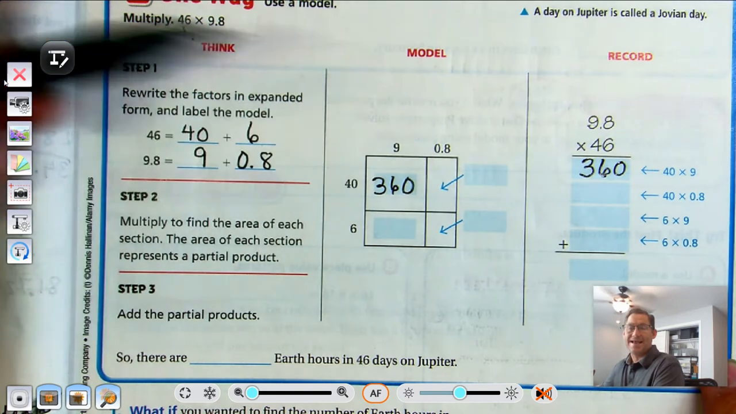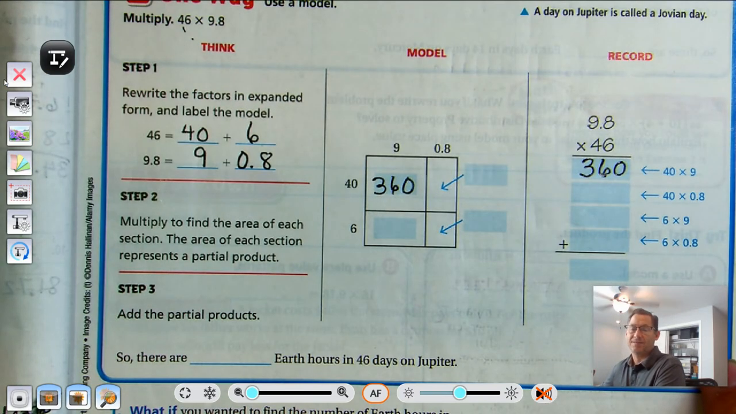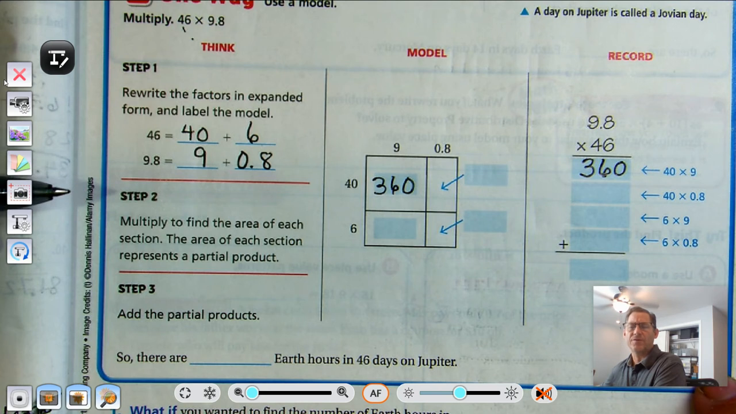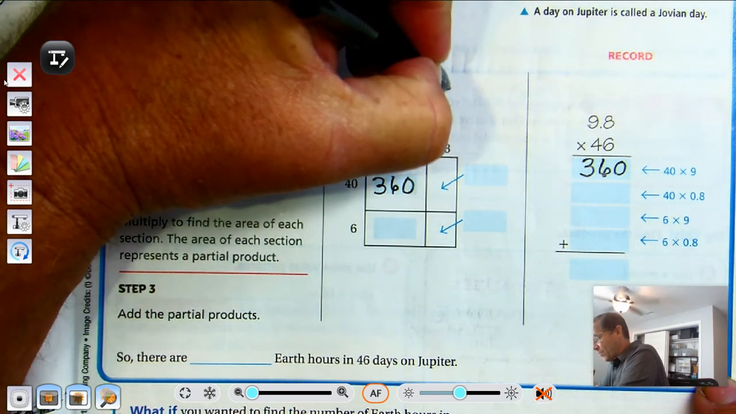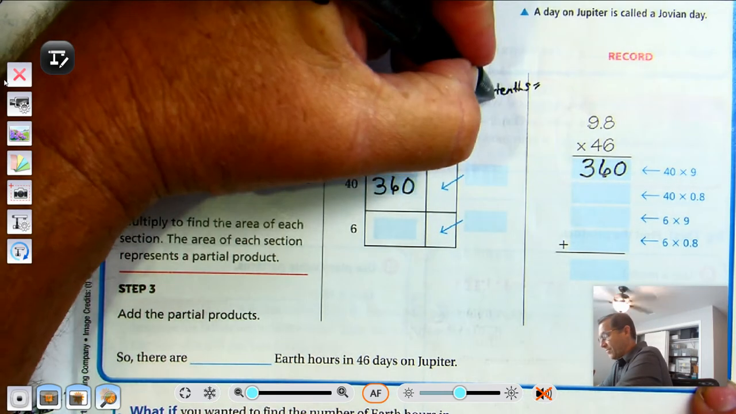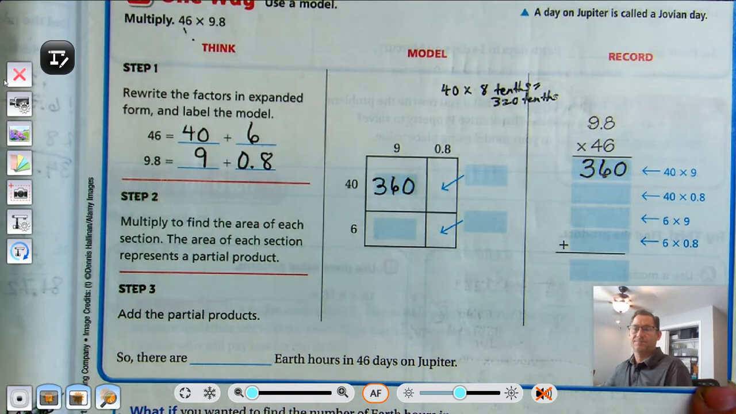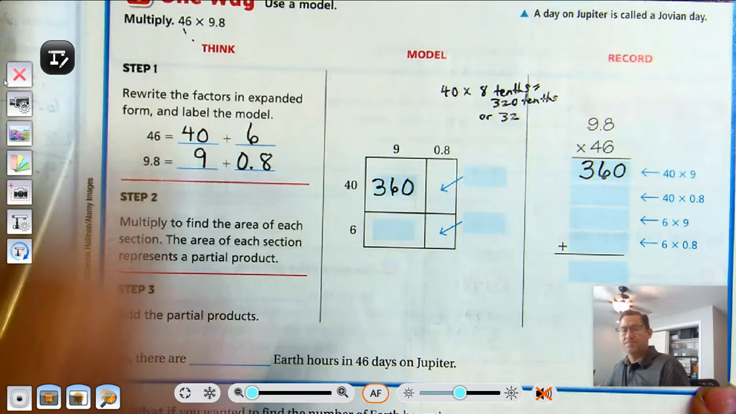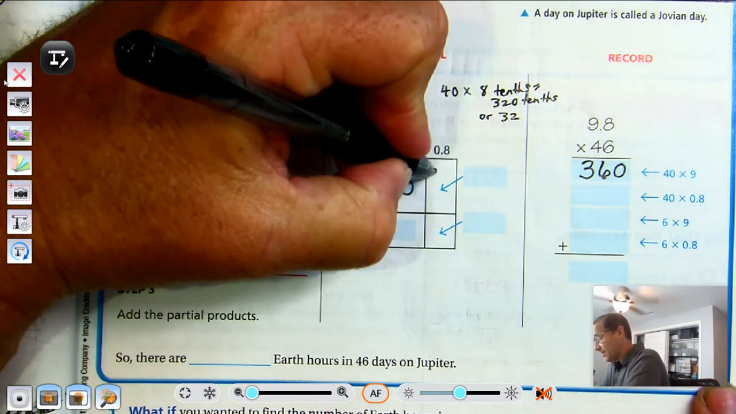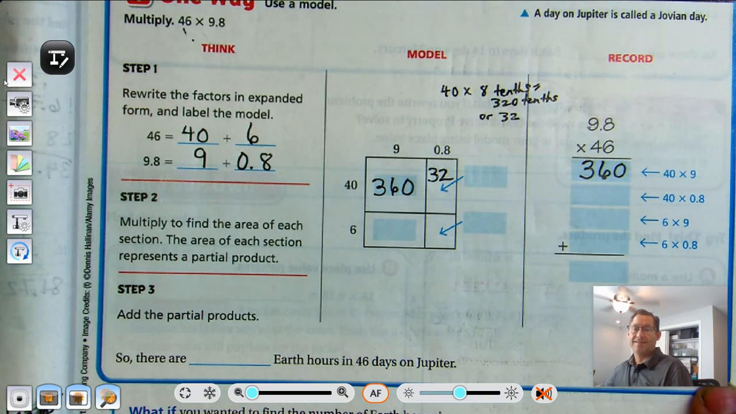Then we can go 40 times 8/10. Well, 4 times 8 is 32, so 40 times 8/10 is 320/10, or 32. I think I said 32/10 earlier. Let me write that. 40 times 8/10 would be 320/10, or 32. Right? There's 10/10 in one whole. So 320 divided by 10 would be 32. All right, so 40 times 8/10 is 32.